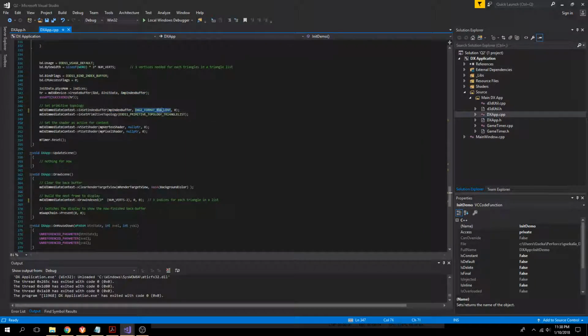Although there's a color, R16, we don't necessarily have to use it as a color. We can just use this format to pass in the array of indices to the GPU. Yeah, so I think that's it.